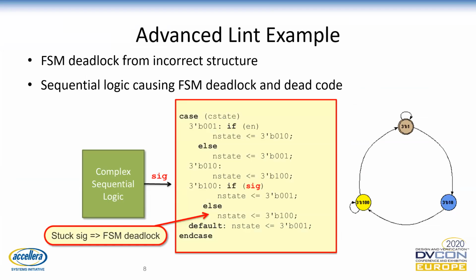So here's an example of a deadlock condition. This state machine goes into deadlock when the signal has a value of 0. Advanced lint would not only be able to detect the state machine issues, but it can also provide a debug infrastructure to analyze and fix these issues.